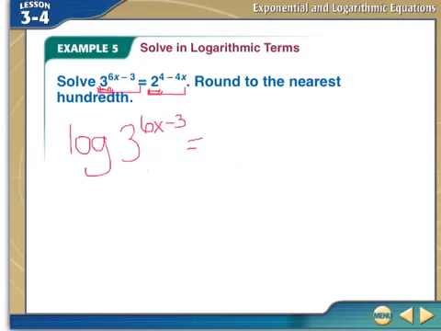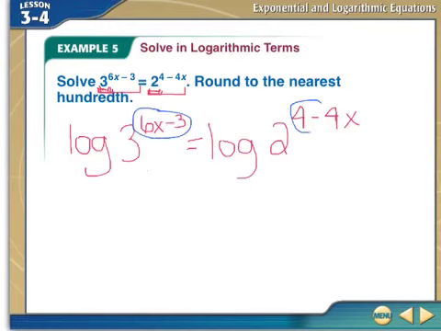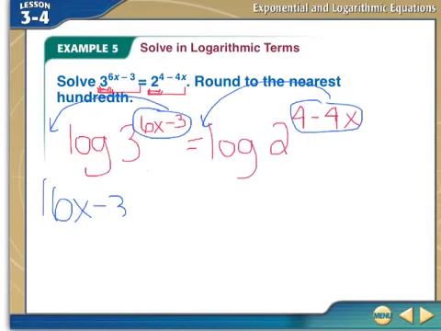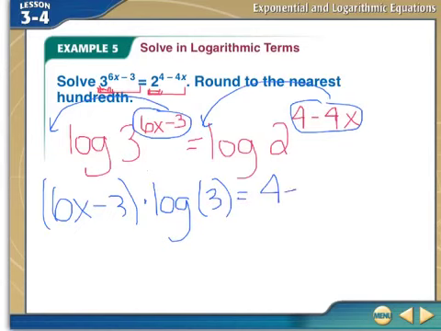Forgot to take the logarithm there. So I'm going to take the logarithm of both sides. What I do to one side of an equation, I have to do to the other as well. Now, why this logarithm is going to help me is because I can apply the properties of logarithms, and these exponents can be brought out in front on both sides, and I get 6x minus 3 times log base 10 of 3 is equal to 4 minus 4x times log base 10 of 2.